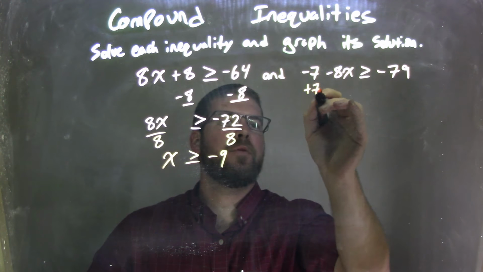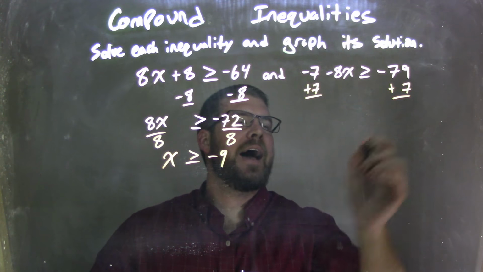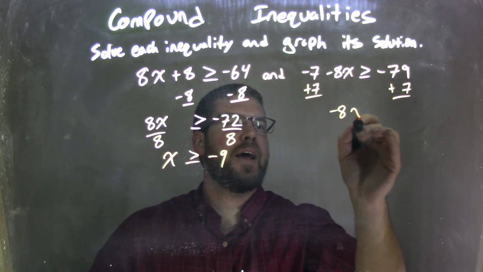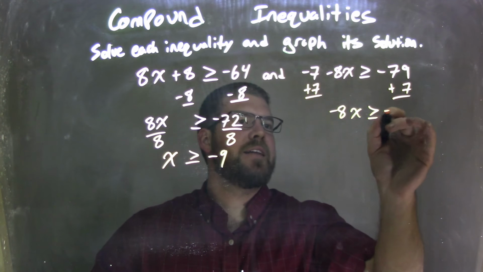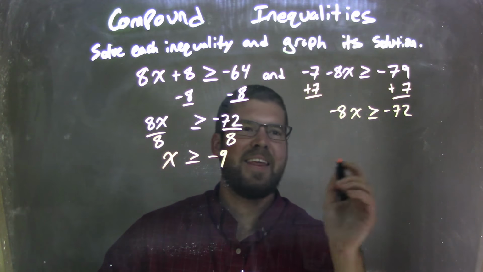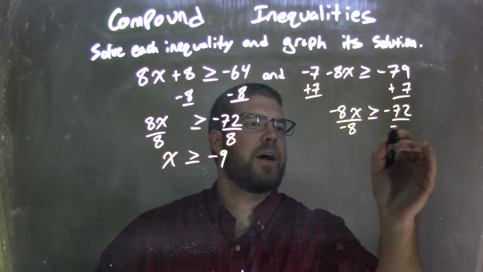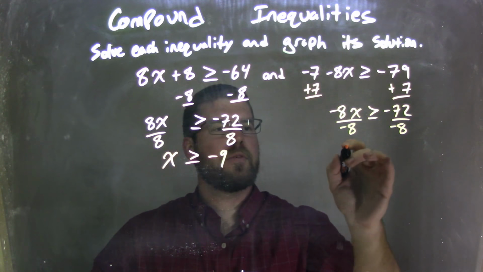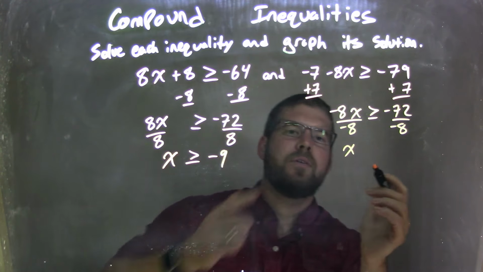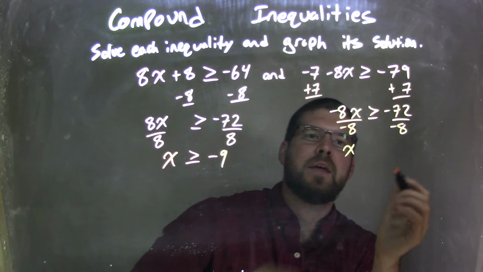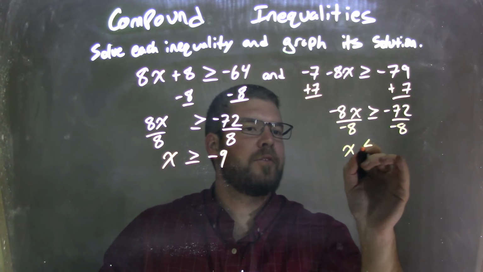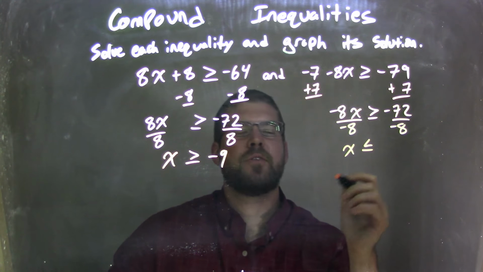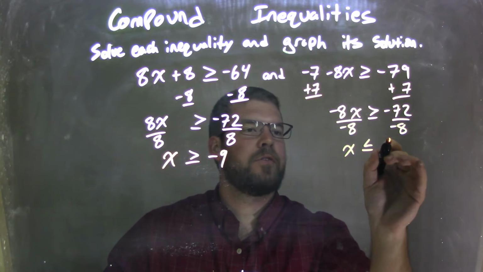I'm going to add a 7 to both sides. By adding a 7 to both sides, I'm left with negative 8x is greater than or equal to negative 79 plus 7, which is negative 72. I then need to divide by negative 8 to both sides. Dividing by negative 8 to both sides gives me x by itself here, but since I'm dividing by a negative over the inequality, that greater than or equal to sign turns into a less than or equal to sign. So we have less than or equal to there, and negative 72 divided by negative 8 is a positive 9.